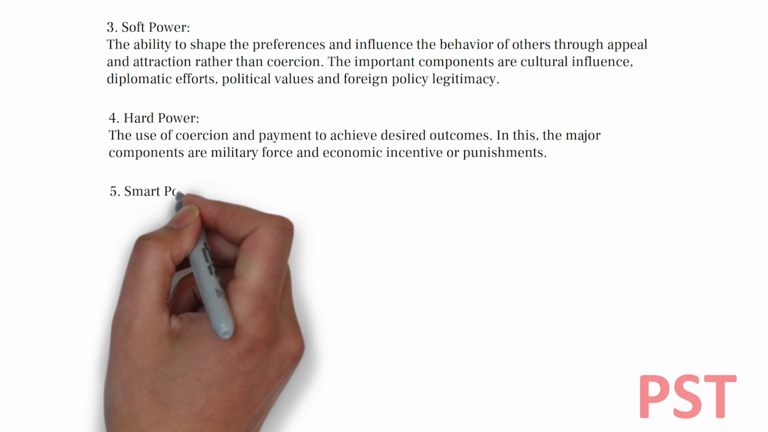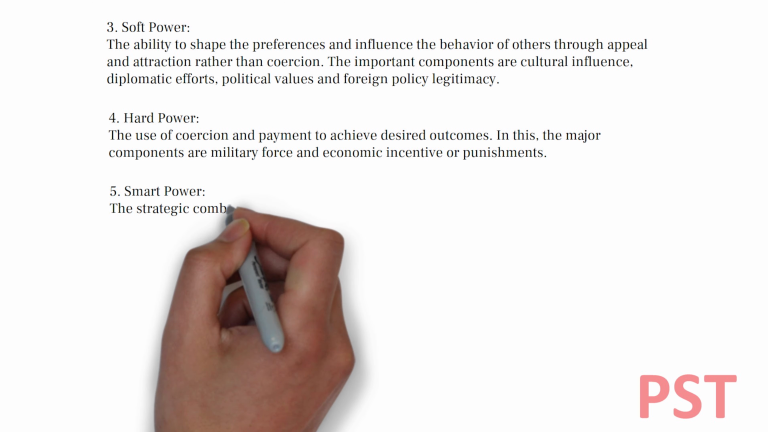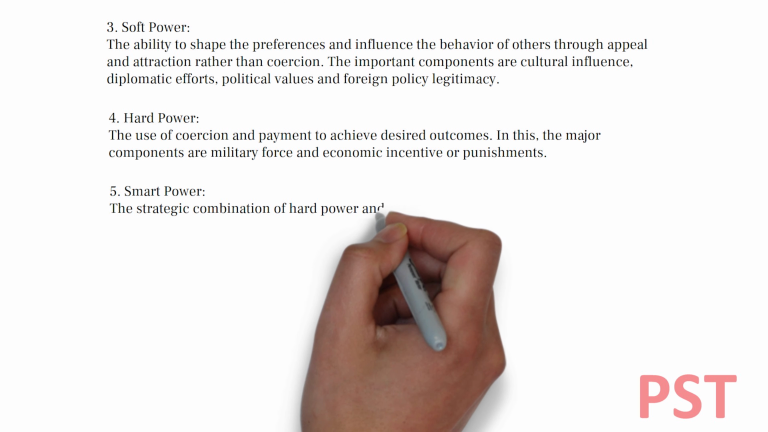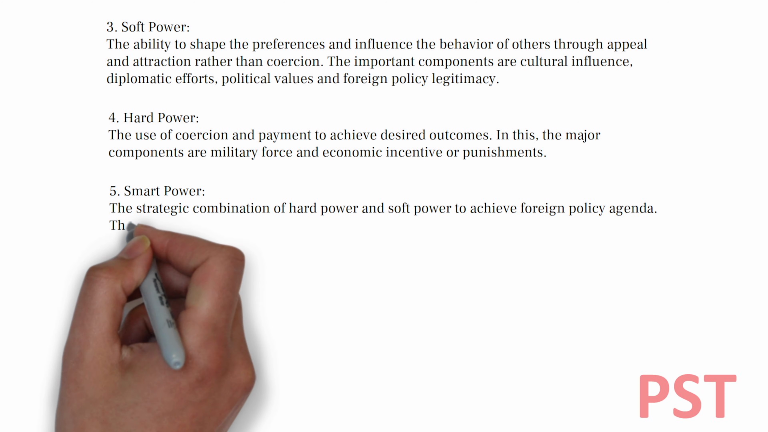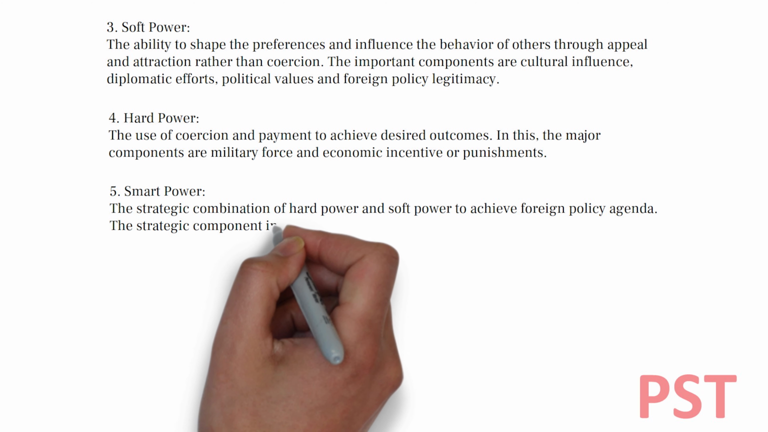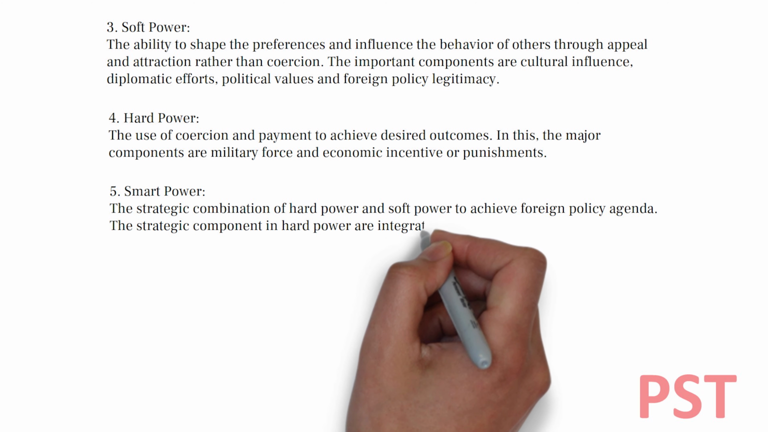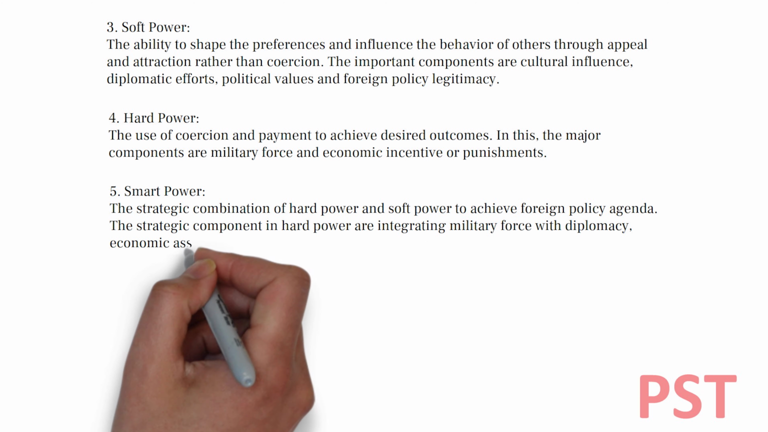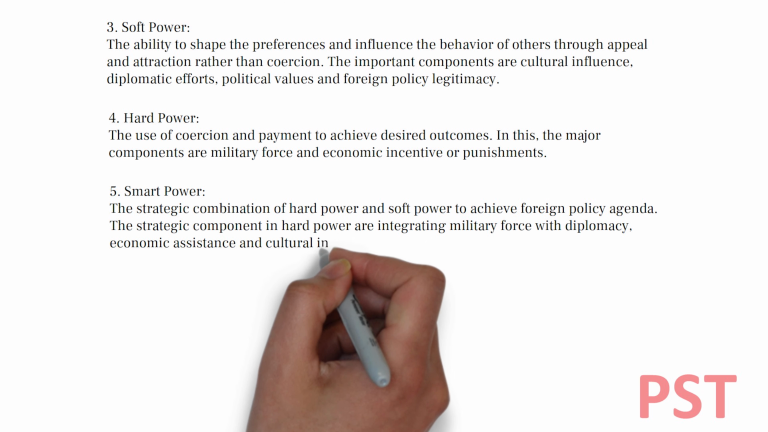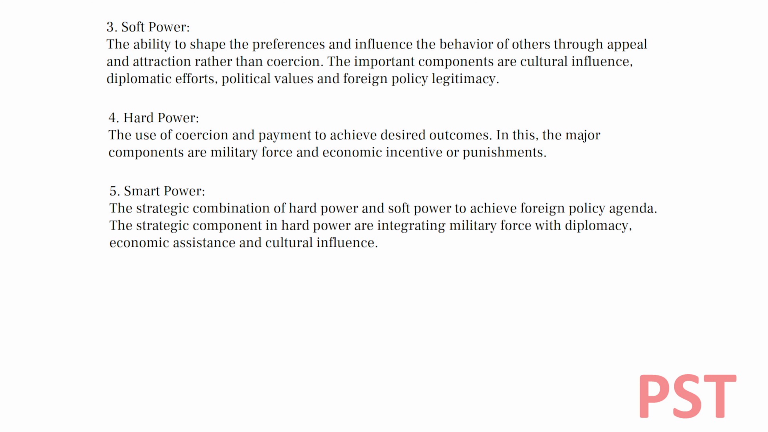And the last very important dimension of power in international relations is smart power, the strategic combination of hard power and soft power to achieve a foreign policy agenda. The strategic component here is integrating military force with diplomacy, economic assistance, and cultural influence. The classic example of a country known today to use smart power is China.